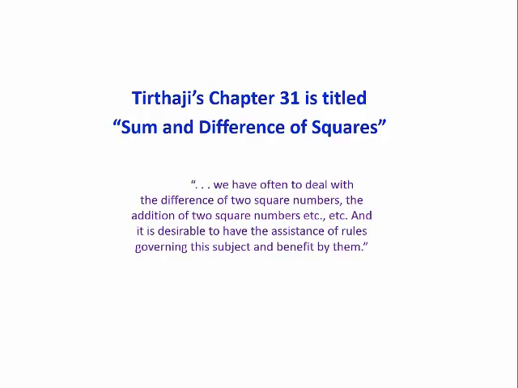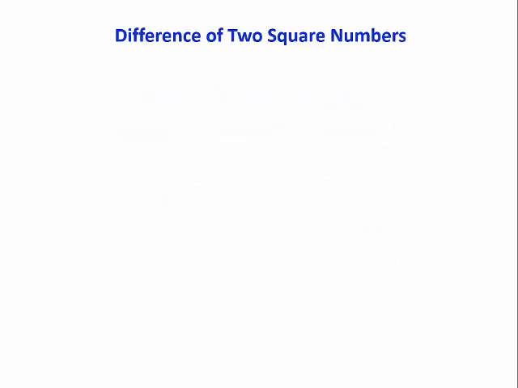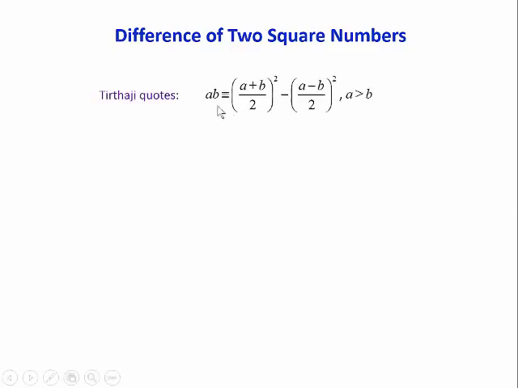And Tirthaji says, we often have to deal with the difference of two square numbers, the addition of two square numbers, etc., and it is desirable to have the assistance of rules governing this subject and benefit by them. So first he discusses the difference of two square numbers, and he gives us this formula for expressing a number as a difference of two square numbers. It's easy enough to prove that this is true.